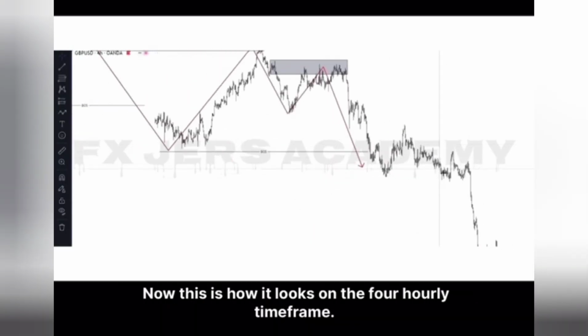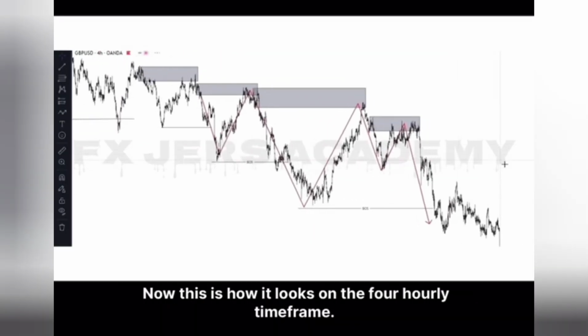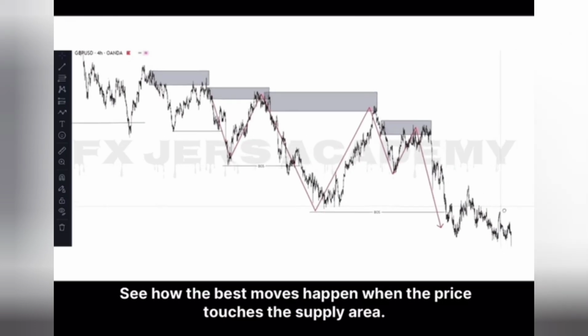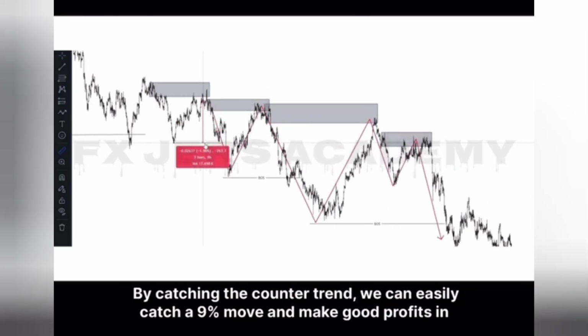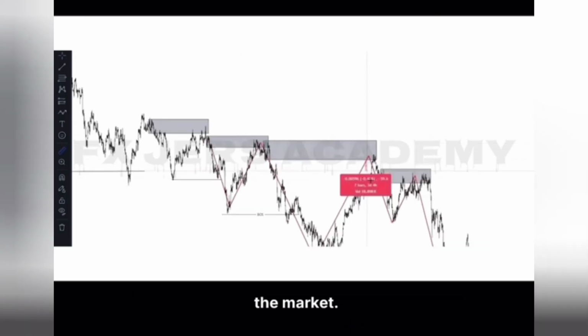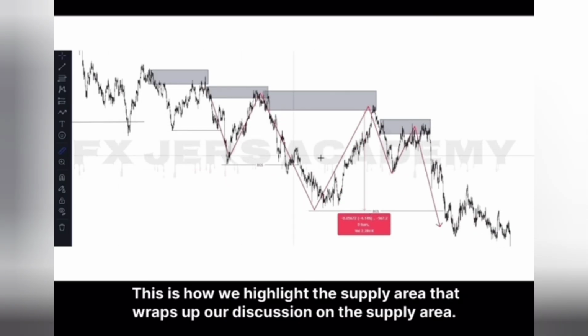Now this is how it looks on the 4-hourly time frame. See how the best moves happen when the price touches the supply area. By catching the counter trend, we can easily catch a 9% move and make good profits in the market. This is how we highlight the supply area. That wraps up our discussion on the supply area.